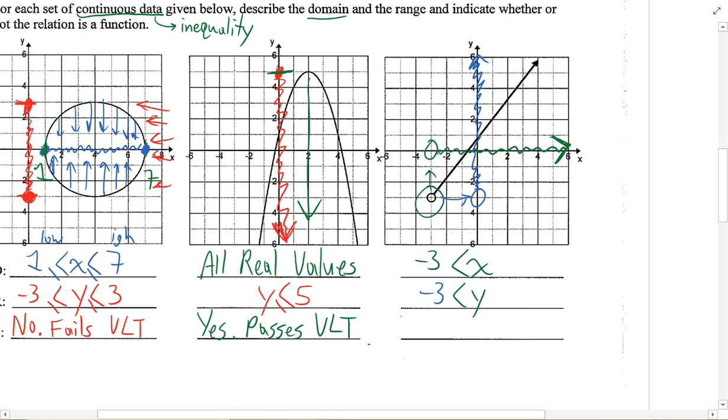Is it a function? Yes. Why? Because it passes the VLT, the vertical line test. When you have a graph, you can use your VLT quite exclusively.